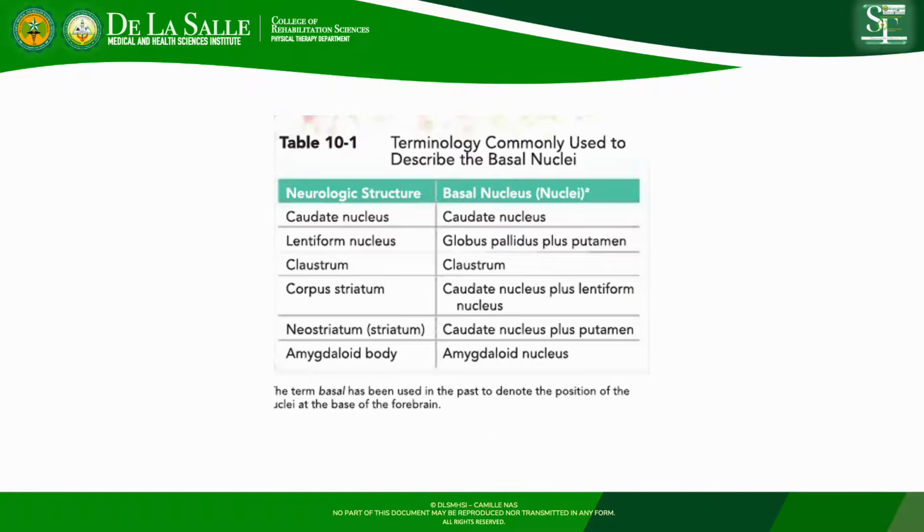So again, here is the terminology commonly used to describe the basal nuclei. We have the neurologic structures: the caudate nucleus, the lentiform nucleus, the claustrum, corpus striatum, and the amygdaloid body. The function of the claustrum is still unknown, but the corpus striatum is basically the connection between the caudate nucleus and the putamen. The caudate nucleus and the putamen are the actual nuclei of the basal nuclei. And the amygdaloid body contains the amygdaloid nucleus, which is important for the responses whenever we are under threat.